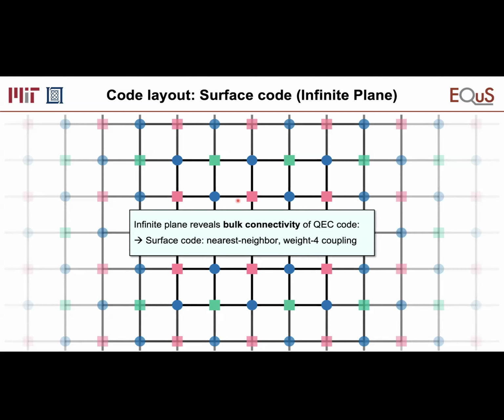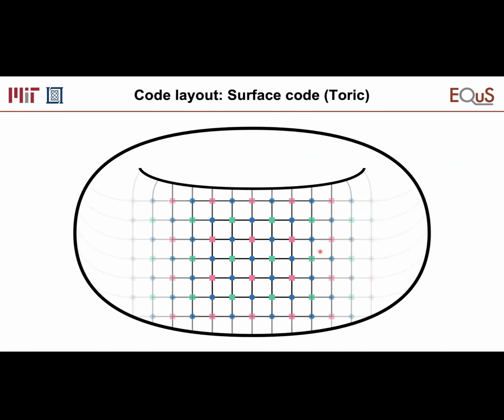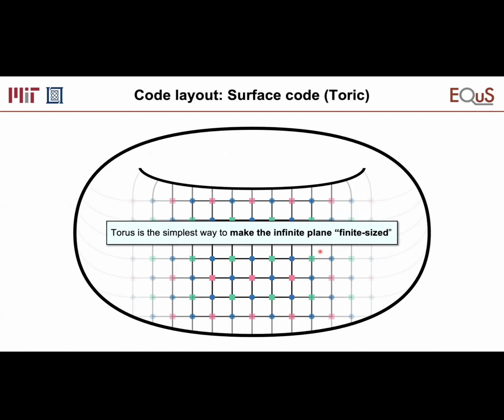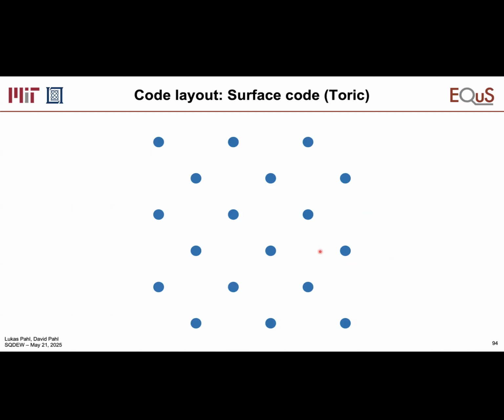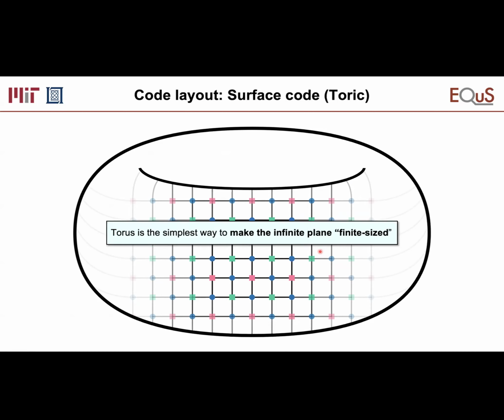What's the easiest way to close a plane like this? The easiest way is actually to wrap around the left boundary all the way to the right boundary, and the top to the bottom. Anyone know what kind of shape you get? It's a donut, or a torus, maybe is the better word. So this is the shape that you get by just wrapping around the infinite plane. And it's essentially the cleanest and simplest way to make a finite-sized plane.